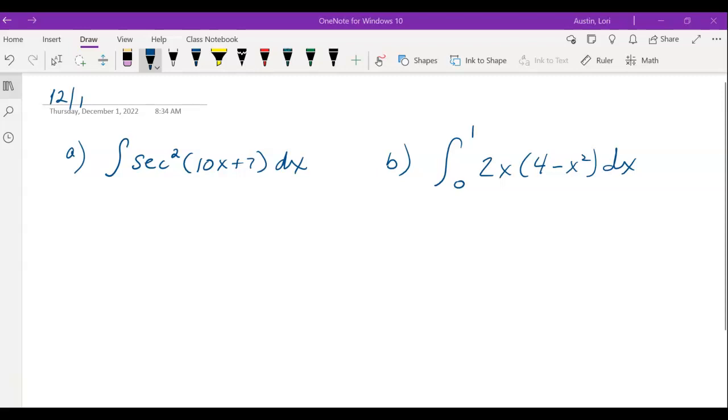So let's do them. Let's do the first one. We decided the first one is definitely a u sub problem, correct? So I'm going to let u be my inner function. I like to do this. So u, so what's my inner function? We decided it was 10x plus 7. I'm going to real quick just calculate what du is.